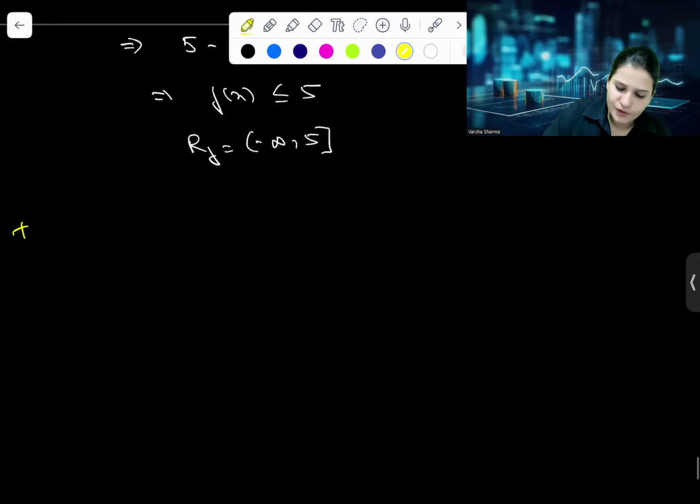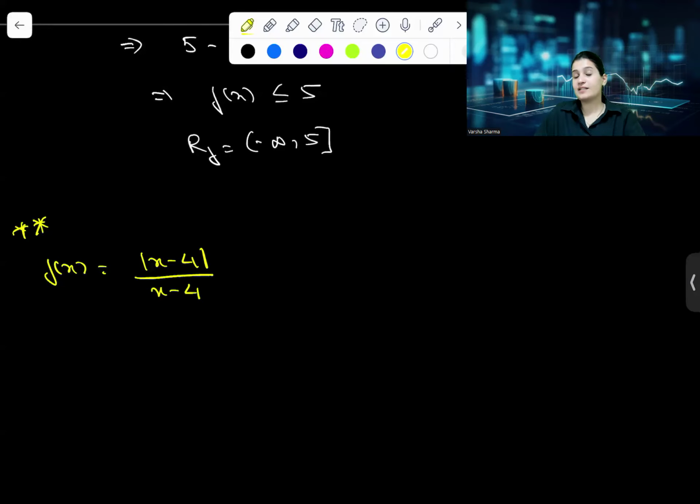And an extremely important question, usually comes as an MCQ. The function is mod x minus 4 by x minus 4. What's the domain?